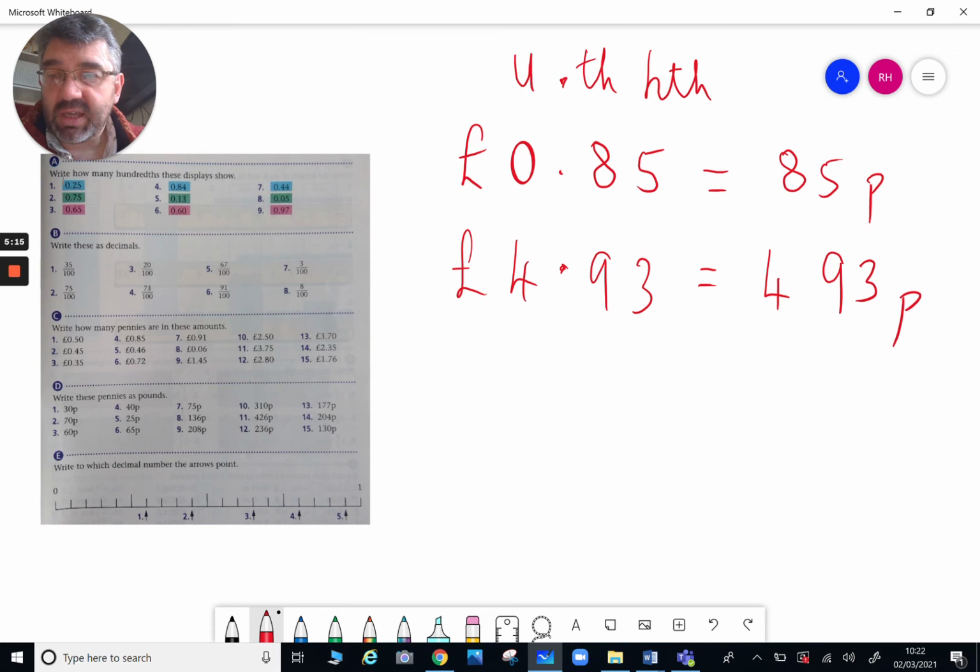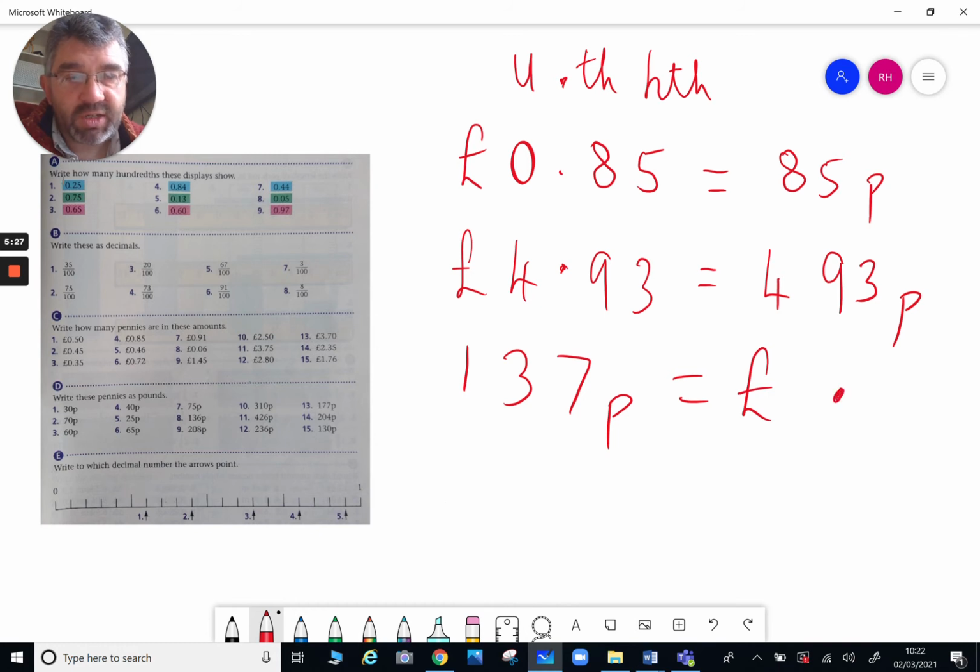When you go to part D, you're just doing the opposite. So let's say you started with something like this, 137 pence. You'd have to write down how many pounds and pence, pound sign, decimal point ready. Your check is, do you have anything in hundreds? Let's check it. What do we got here? So we've got 137. So the 100 pence in a pound means that you've got £1. 37 pence left over, £1.37. And if we take another one, let's say we go for something like 64 pence.